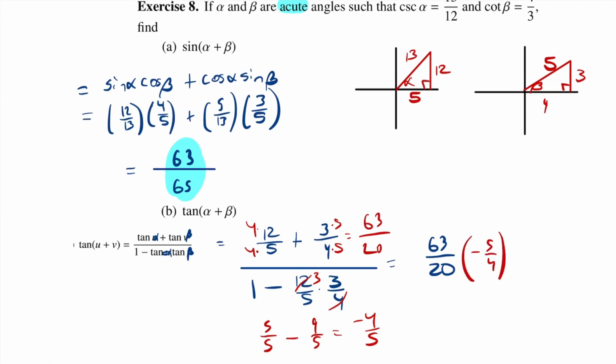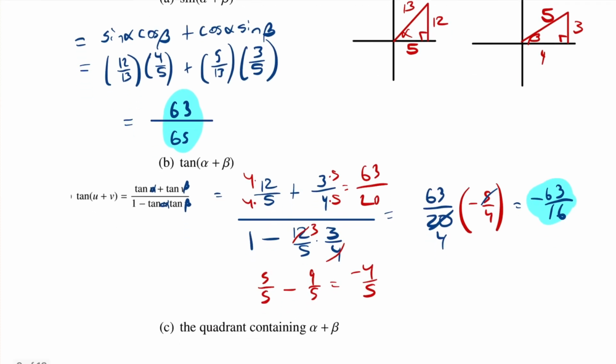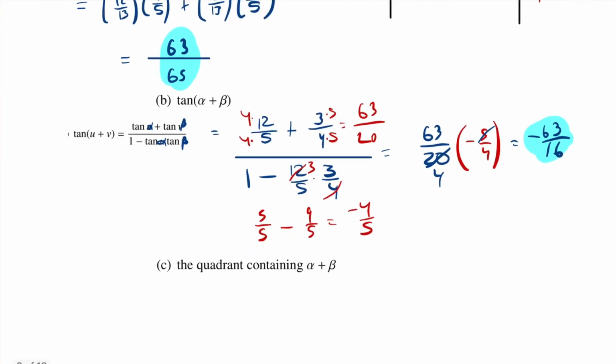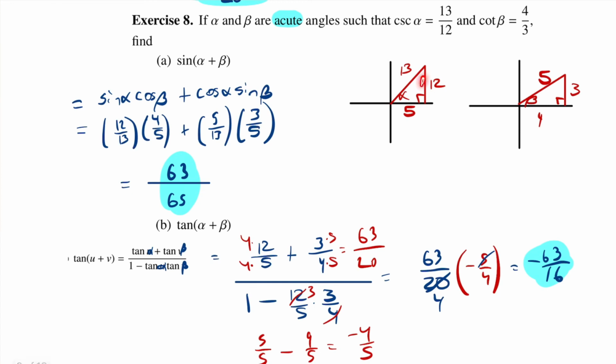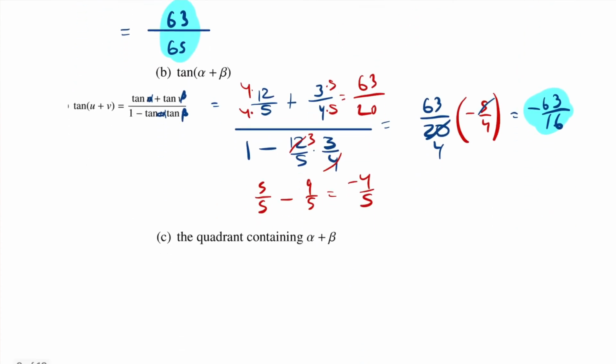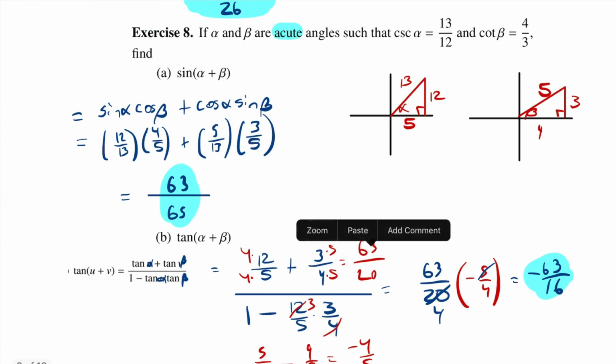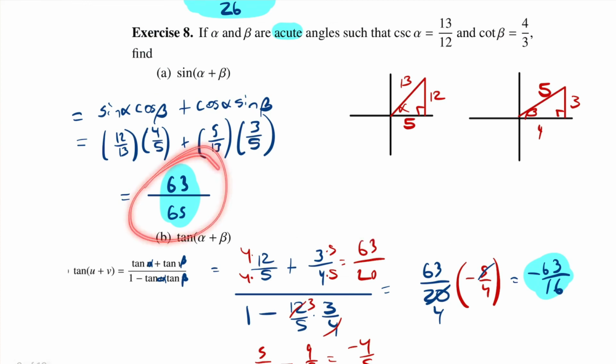All right, let's see. So now they want us to figure out which quadrant contains alpha plus beta. Well, we have two acute angles. So an acute angle plus an acute angle could be in quadrant 2 or it could be in quadrant 1. We can't be really sure unless we, what I would recommend is you can take either one of these answers and take the inverse sine. So in other words, sine of alpha plus beta is equal to 63 over 65. You can take the inverse sine of both sides.